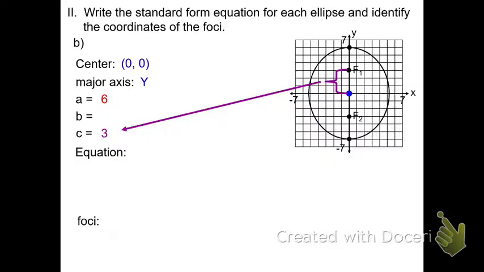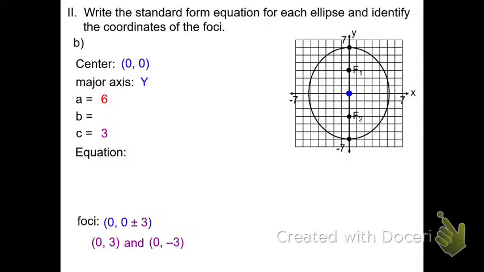Well, we can still use our equation and we can still solve for it. We know that c squared equals a squared minus b squared, and we know where the foci are. We know what the major axis is, so let's substitute this in. We know that c squared is going to become 3 squared equals, we know that a is 6, so that's 6 squared, and we can use this to solve for what the b is.